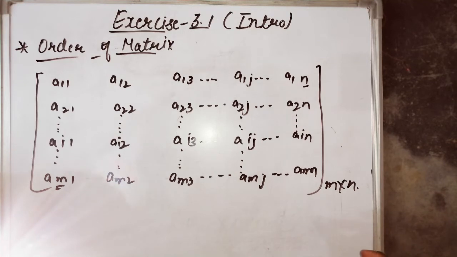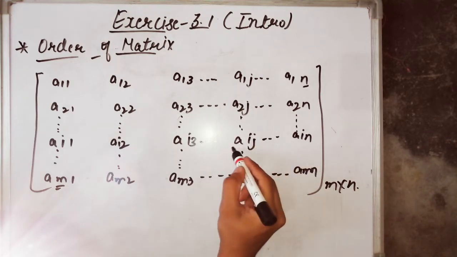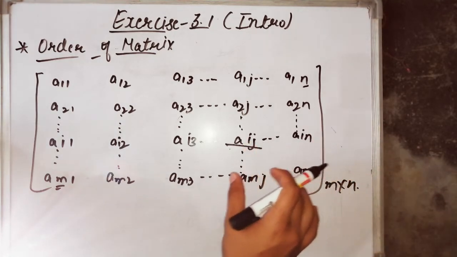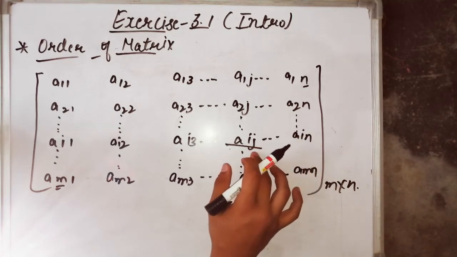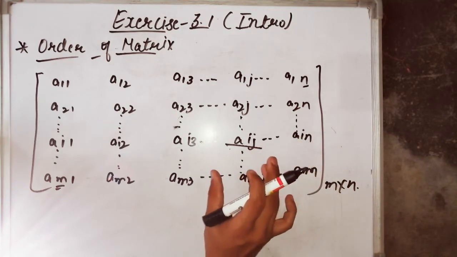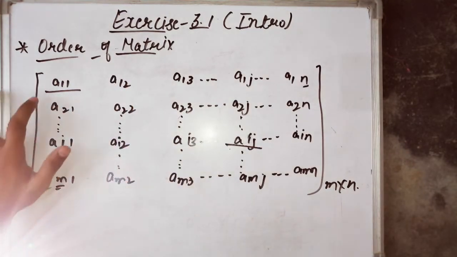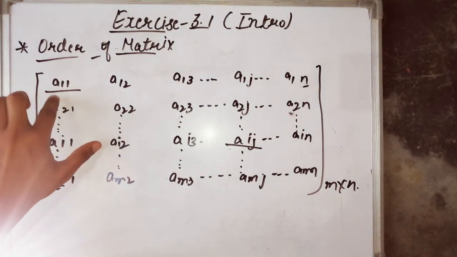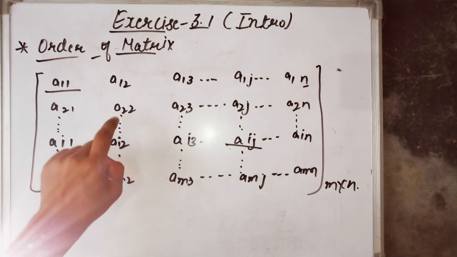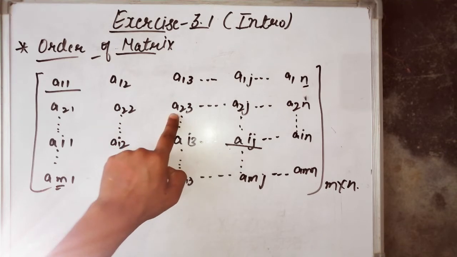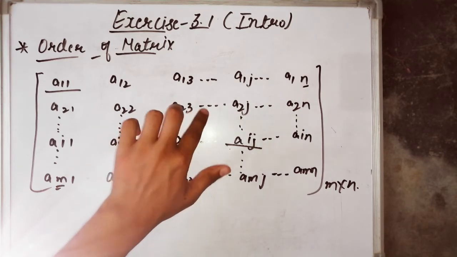Now let's have a look at some basic questions, but before that let me explain one thing. This aij means the element which is present in the ith row and the jth column. How will you pronounce this a11? This a11 means the element which comes in the first row and the first column. And this a22 means the element present in the second row and the second column, and this a23 means the element present in the second row and the third column.